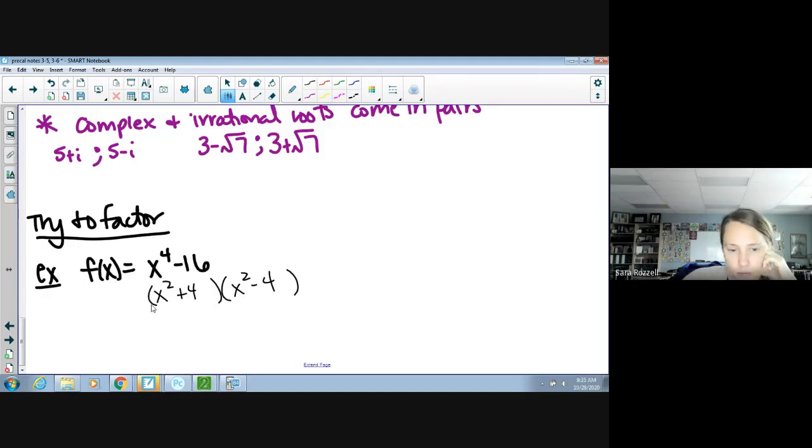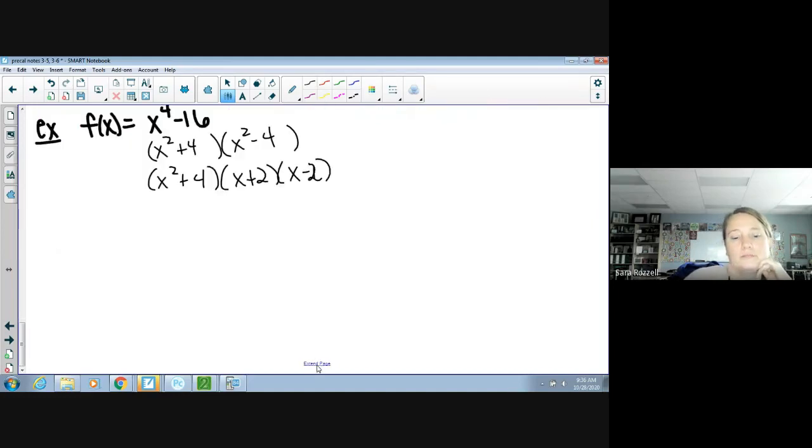You can do a minus. So we're going to just continue to keep this. So x squared minus 4 is x plus 2, x minus 2. I can't factor it when there's a positive there.